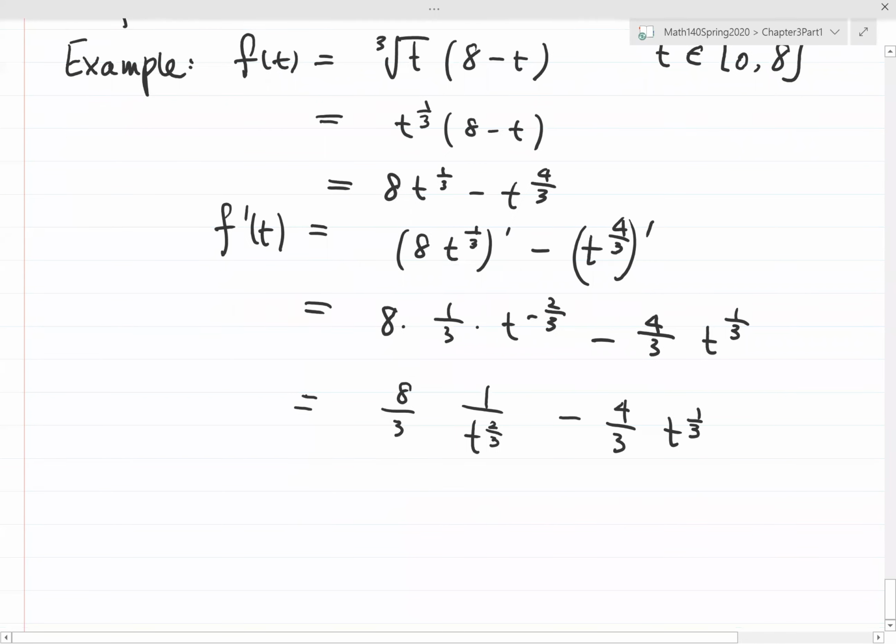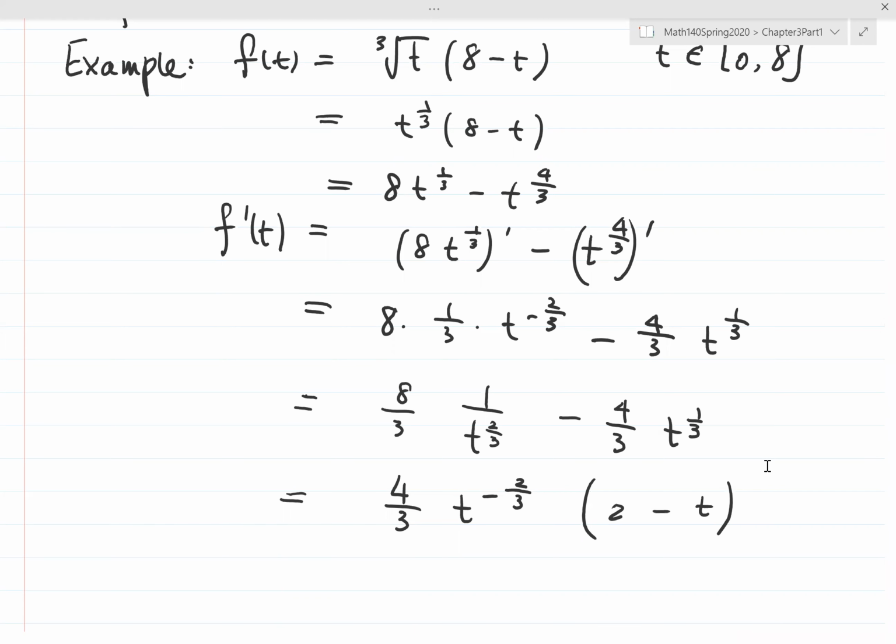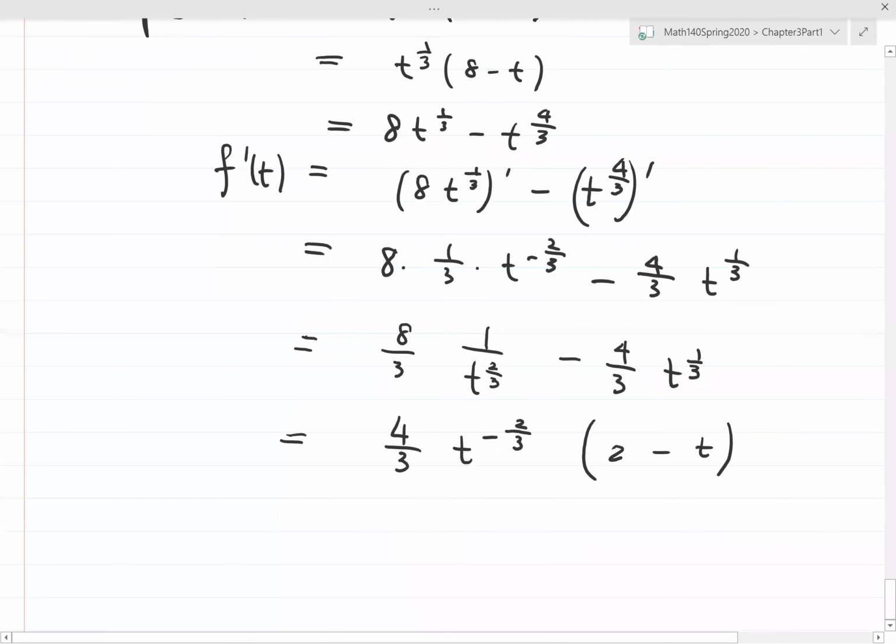Okay, so we do this. We factor out the 4 over 3 t to the negative 2 over 3. Then the first factor will be 2, and the second factor will be t. It's not difficult to check this by algebra. Now we need to be a little careful.